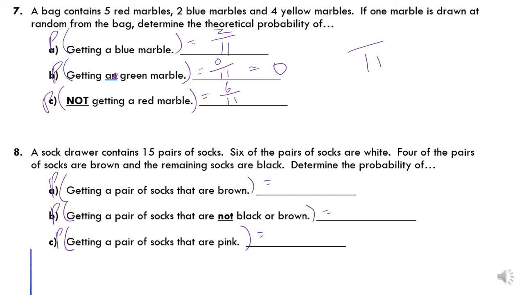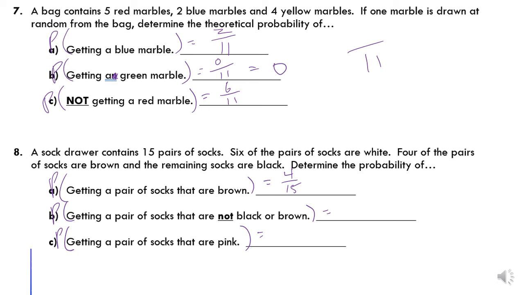How many of them are brown? 4. 4 of the pairs are brown out of 15. I didn't tell you how to express your answer, so you can do fraction, percent, or decimal. I'm going to leave it as a fraction. Remember the potential for error, though, if you leave them as fractions, make sure you're good at using your ABC button or reducing fractions.